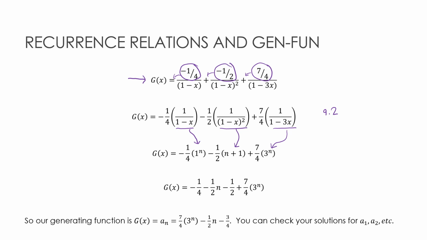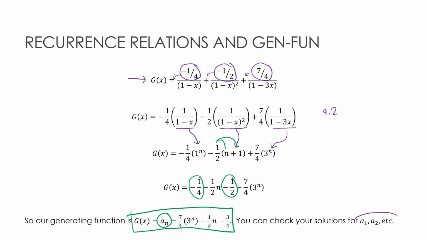So from here, let's just do a little bit of algebra. This guy can distribute, and then negative 1/4 and negative 1/2 can combine to give me my final solution. So my generating function will give me explicitly each value of my recurrence relation. So an explicit expression for my recurrence relation, which in this case is 7/4 times 3 to the n minus 1/2 n minus 3/4.